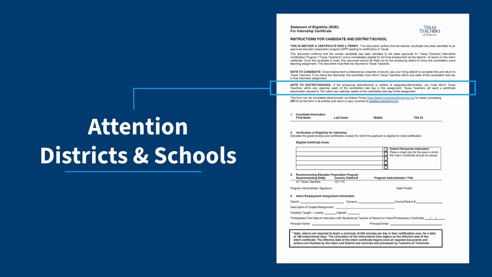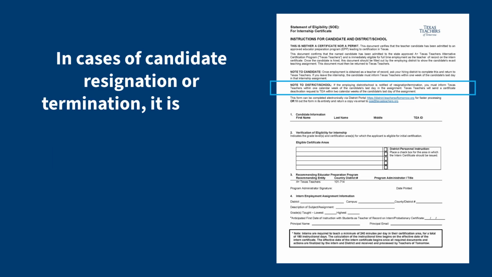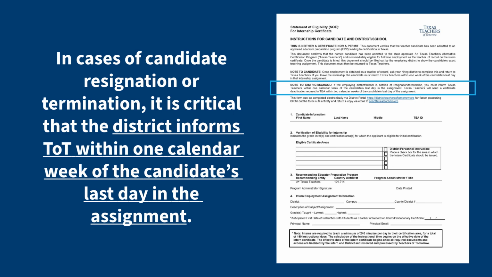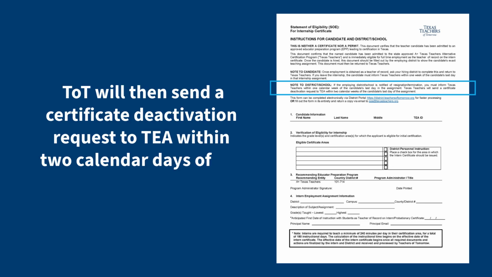In cases of candidate resignation or termination, it is critical that the district informs TOT within 1 calendar week of the candidate's last day in the assignment. TOT will then send a certificate deactivation request to TEA within 2 calendar days of the candidate's last day.